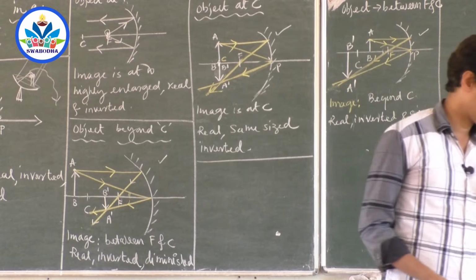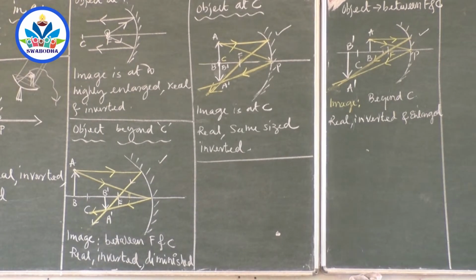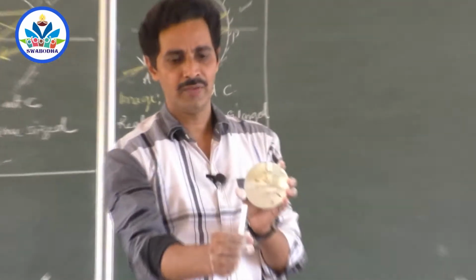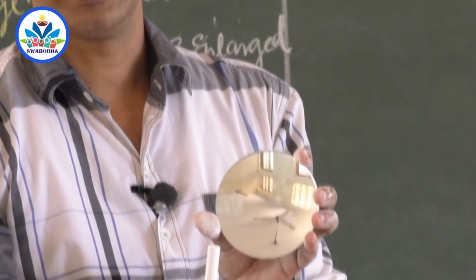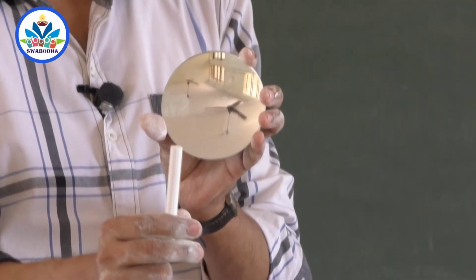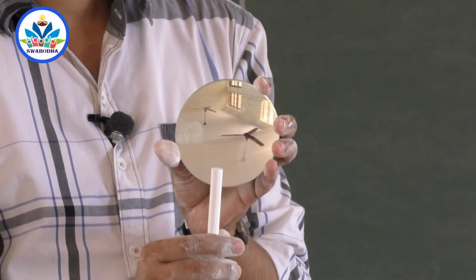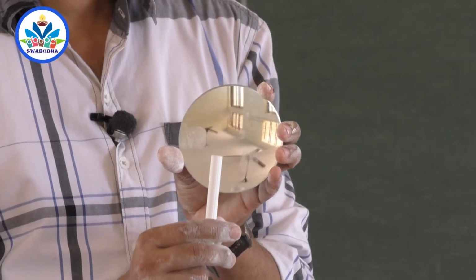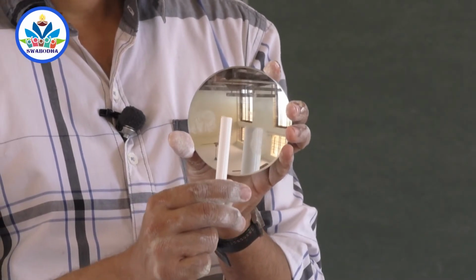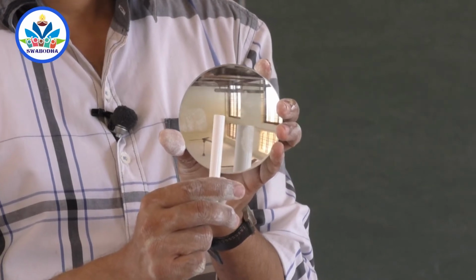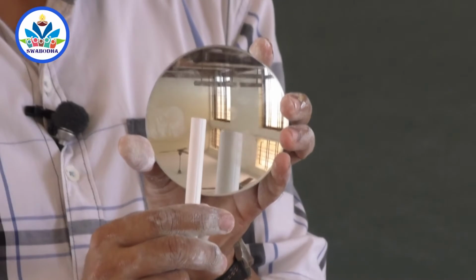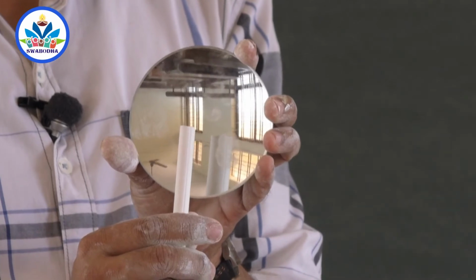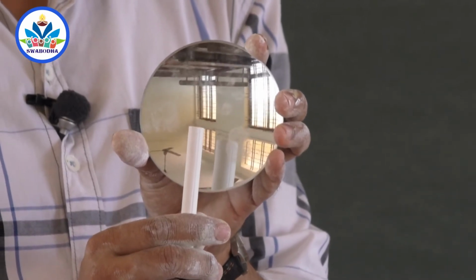Last time I showed a concave mirror with a pen or something kept in front of it. When the pen is away from the mirror, you don't see anything inside the mirror. But when I keep that pen very, very close to the mirror, you can see the enlarged image of the pen or a chalk. You can see the enlarged image of the chalk, right? So you can see this now. This is the special case, and this is the only position where you can see the image inside the mirror.